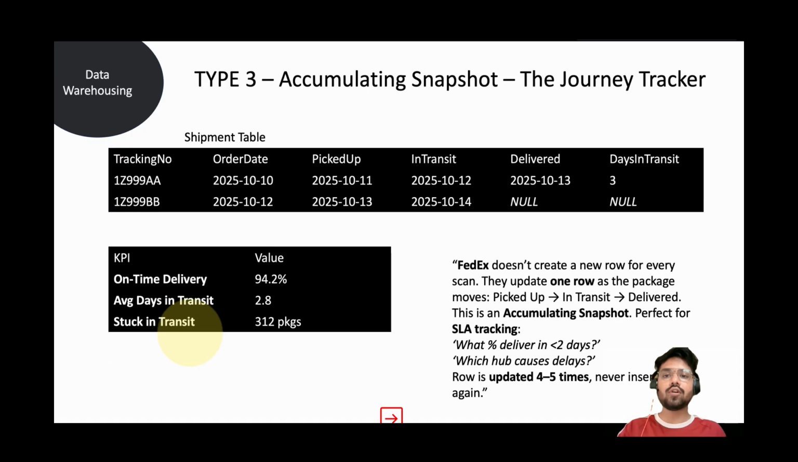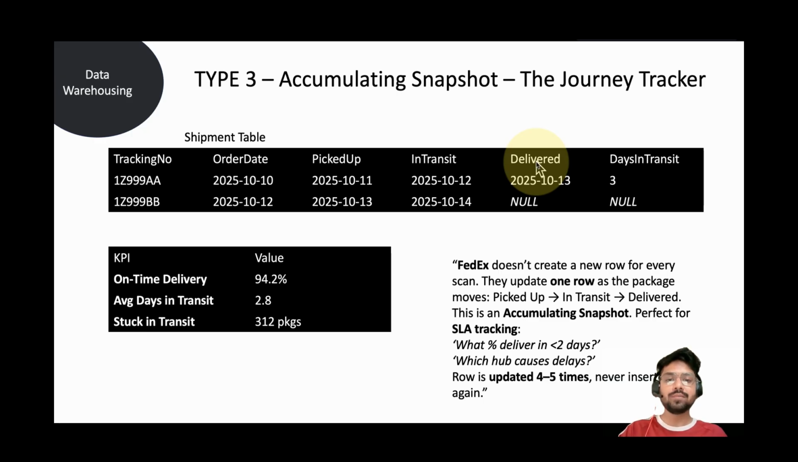Now, moving forward, there is type 3, which is the accumulating snapshot, a journey tracker. I have included the keyword journey tracker because it tracks the journey. For example, let's say this is the shipment table where we have a tracking number. Suppose you order something and you are sent a link with your particular tracking ID. You can track your order with this link. And in this, we have different statuses: picked up, in transit, delivered.